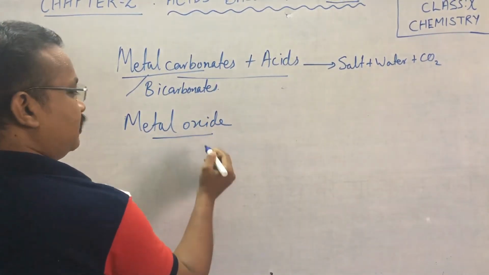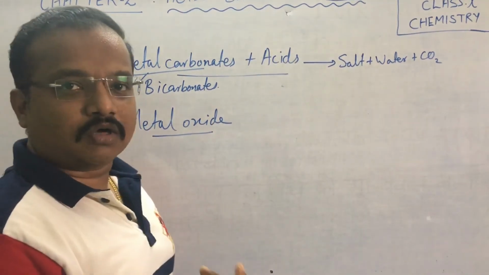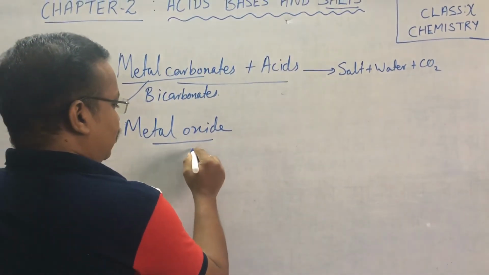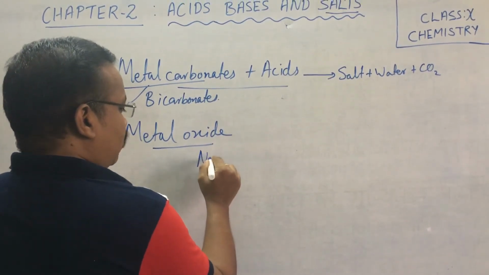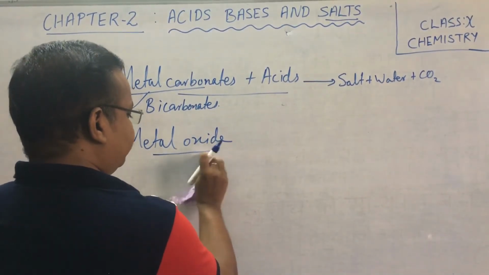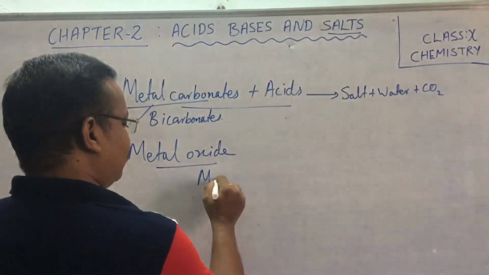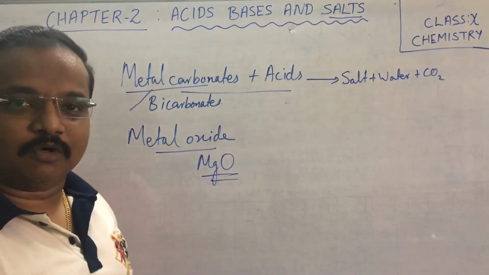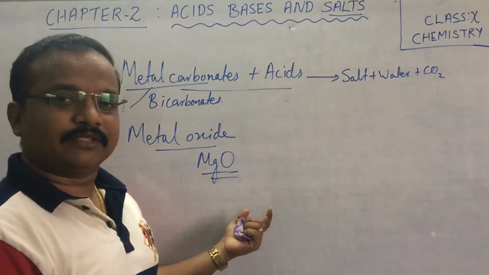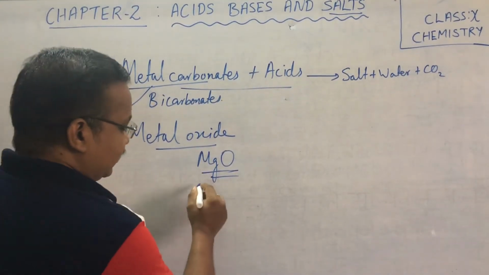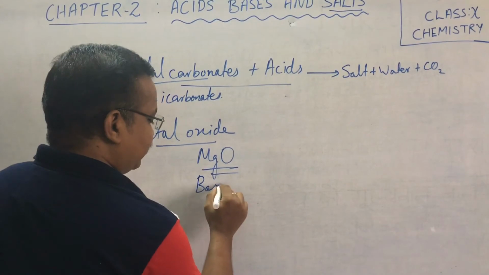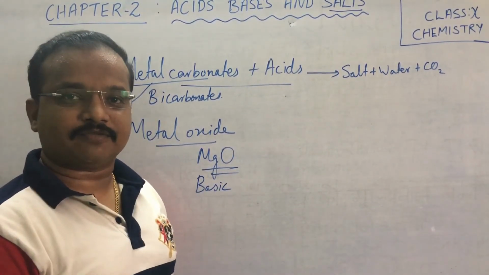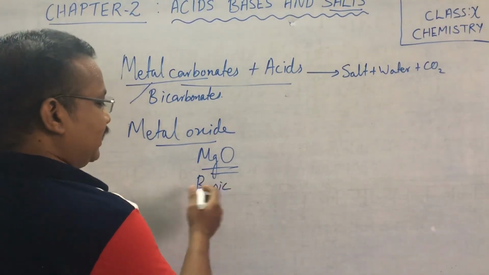Metal oxide means metal burns with oxygen to produce metal oxides. That is our sodium oxide or magnesium oxide. Magnesium burns in oxygen and produces magnesium oxide. Then calcium oxide. These substances are all basic in nature. Why? Because when they are dissolved in water, they produce alkaline substances. From that we can understand that they are basic in nature.